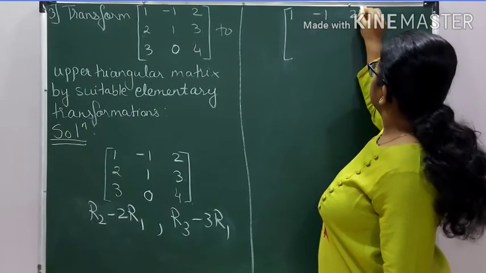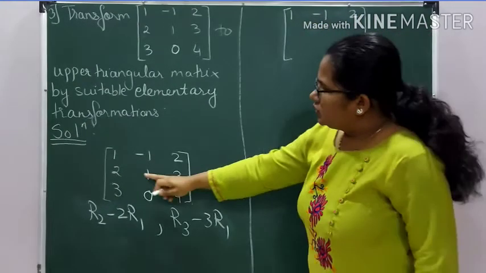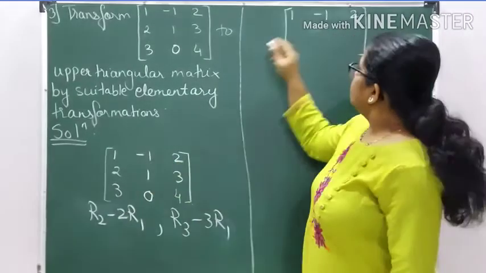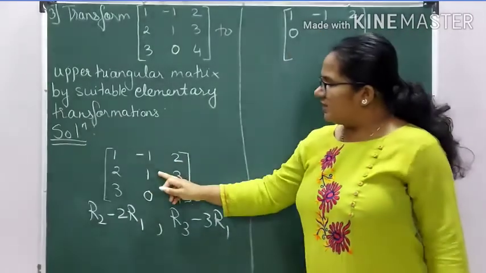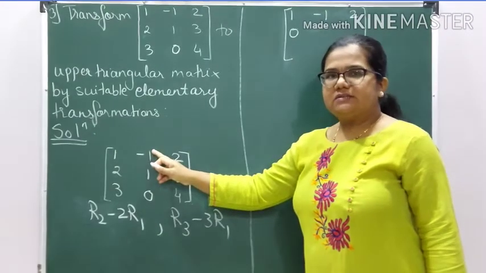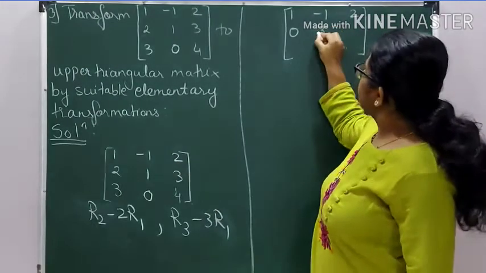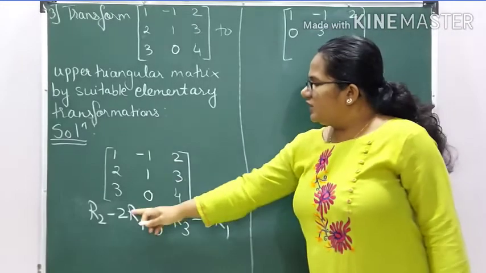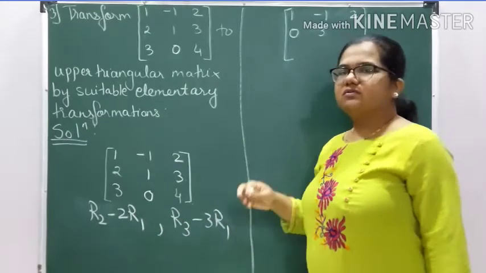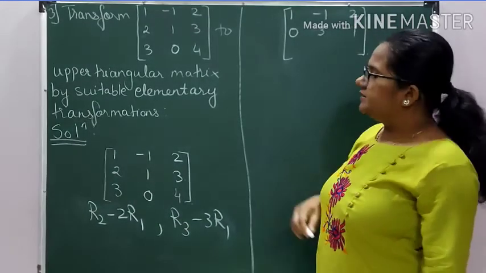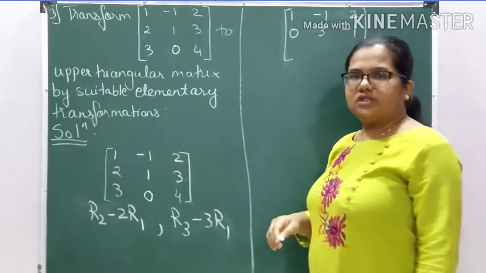1, minus 1, 2. So 2, 1 into 2 is 2. 2 minus 2, 0. Then 1. Minus 2 into minus 1 is plus 2. 1 plus 2 becomes 3. Next, 3 minus 2 into 2 is minus 4. 3 minus 4 is minus 1. So the second row operation is over.